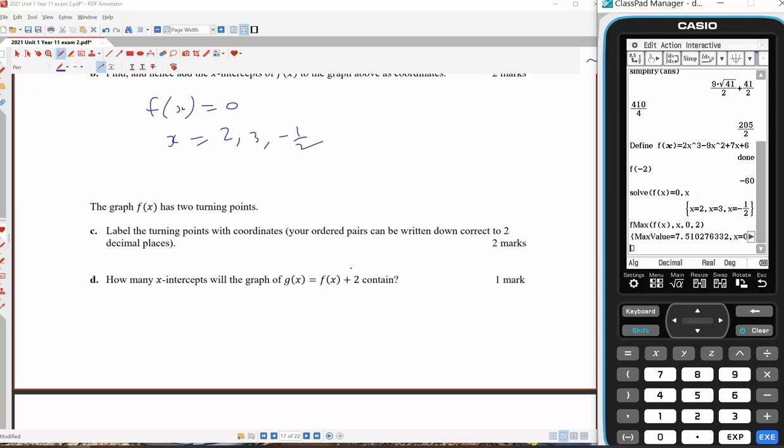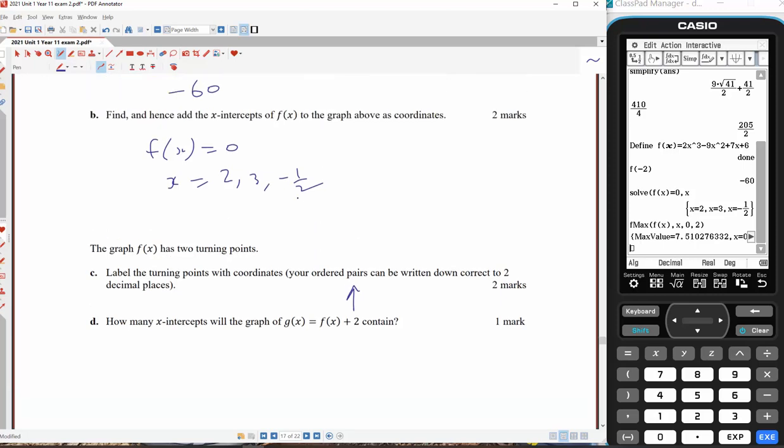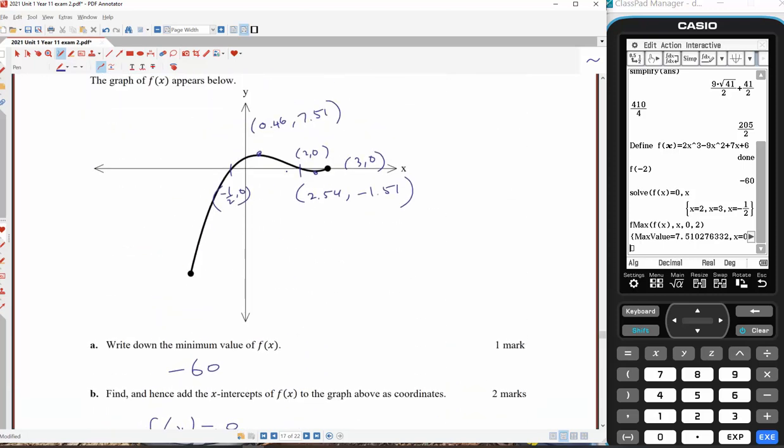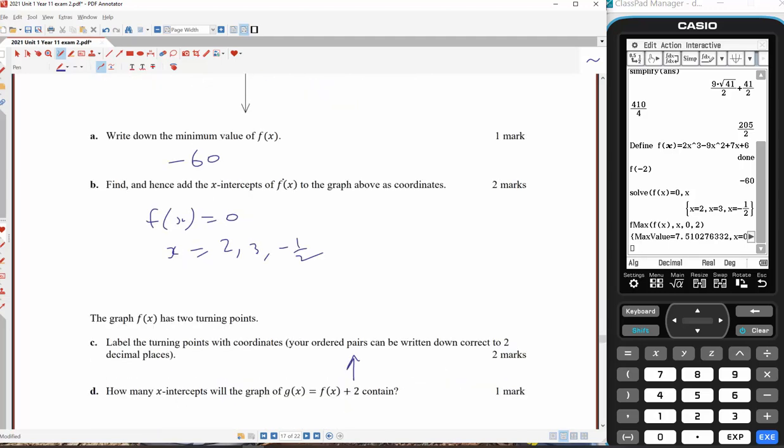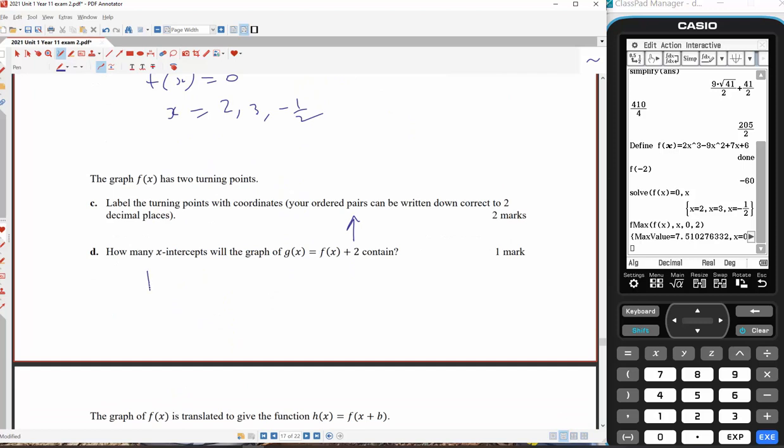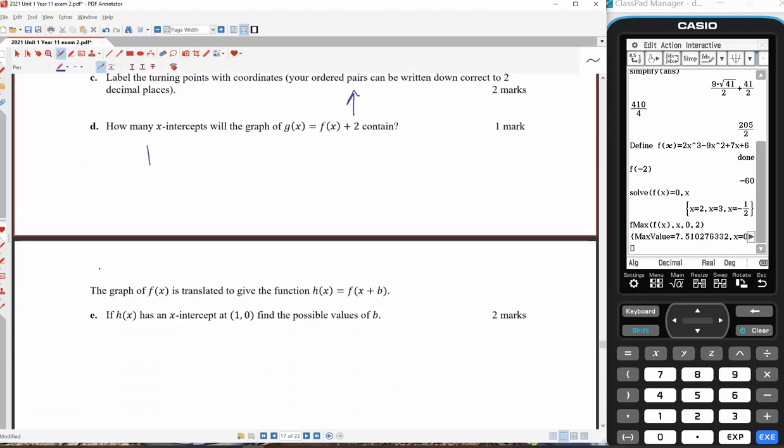Right, how many x-intercepts will the graph of g of x equals f of x plus 2 have? So what that will do is shift that graph up 2 units. Okay, so it's basically going to send this graph up 2 units. And what that will do, if you note that the y value of this minimum is negative 1.51, if I add 2 to that, it's going to send it above the line. So in fact, this is going to have 1 x-intercept. No fancy algebra, just look at the graph.